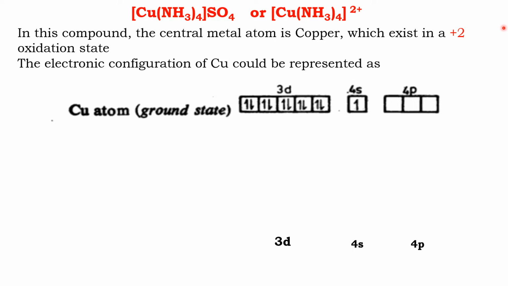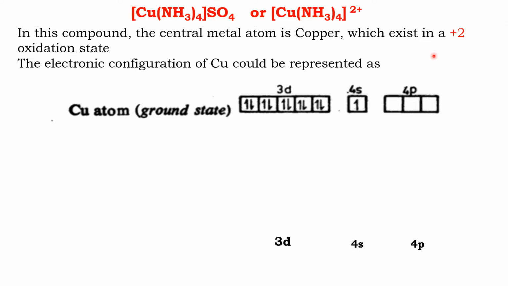So we move to valence bond theory of coordination compounds. We have discussed many compounds based on VB theory. In this session we start with another molecule, a coordination compound, and we have to explain its formation using VB theory.